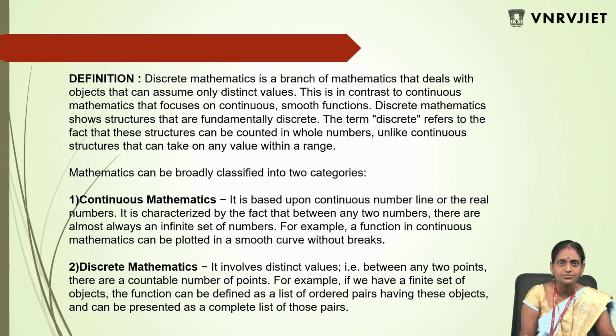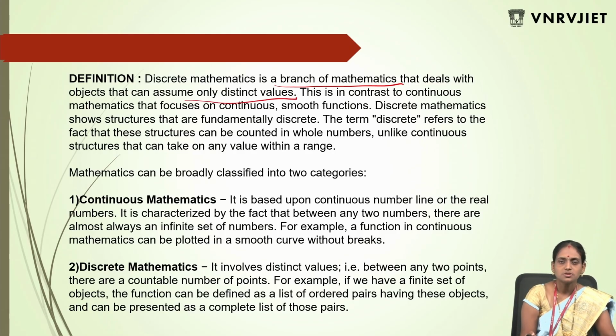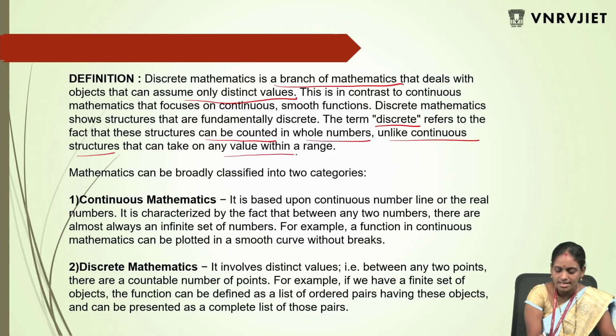How are we going to define it? In simple terms, discrete mathematics is a branch of mathematics that contains only distinct values. What do we mean by distinct values? Here I have given one more concept. The term discrete refers to what can be counted, whole numbers, unlike continuous structures, which can take any value within the range. So first we will see what we mean by discrete and continuous.